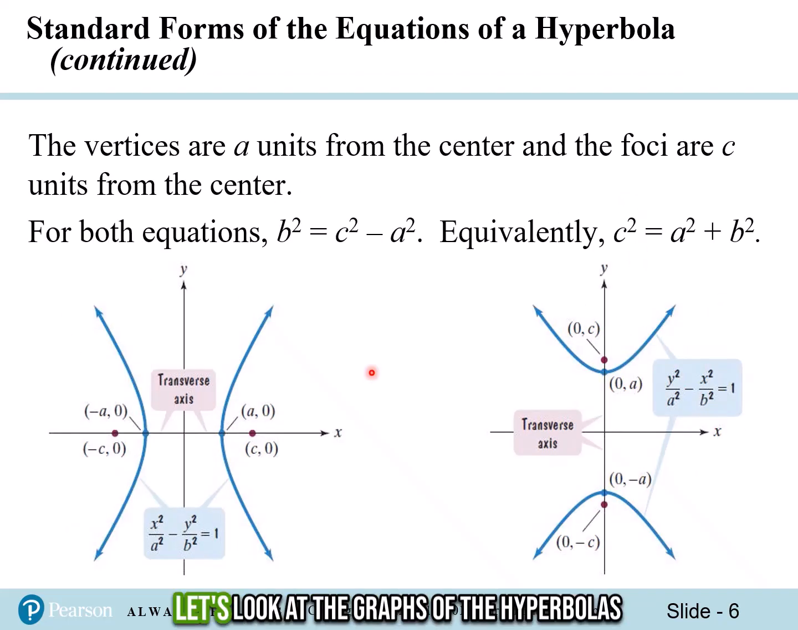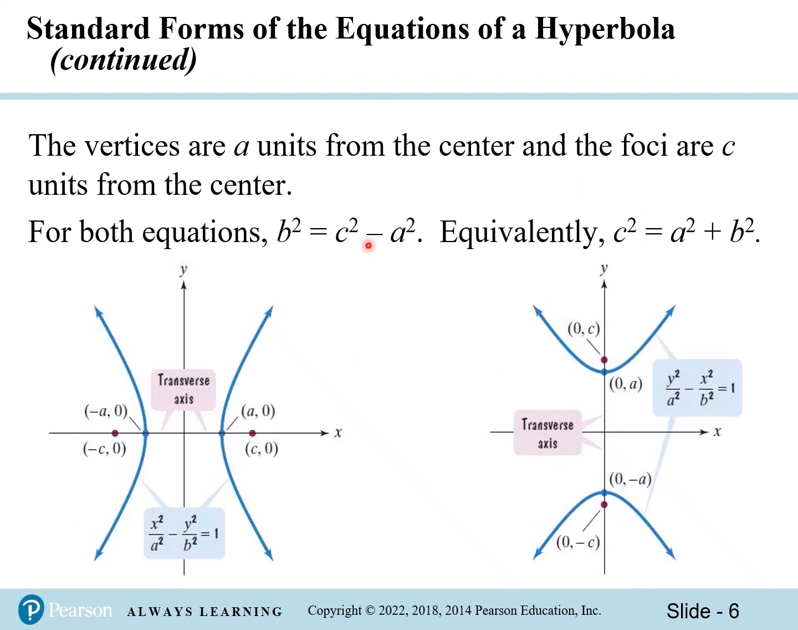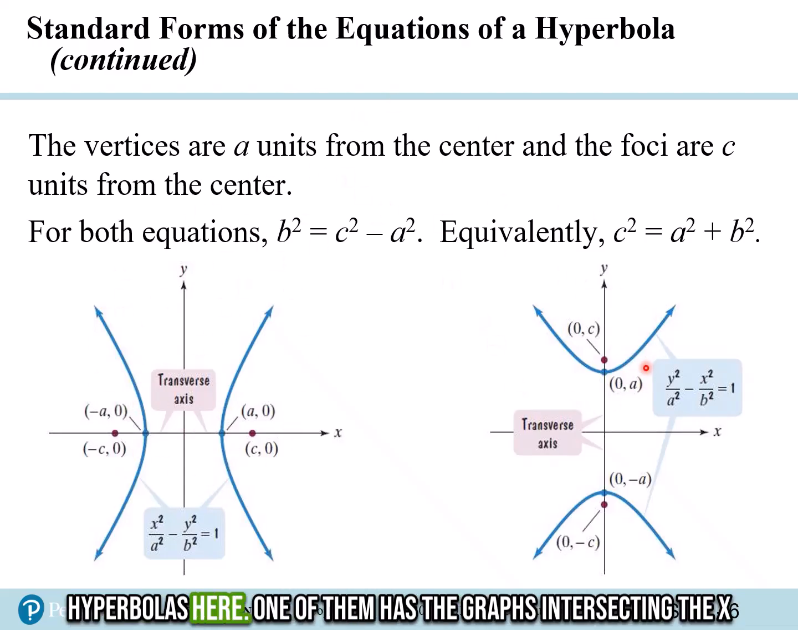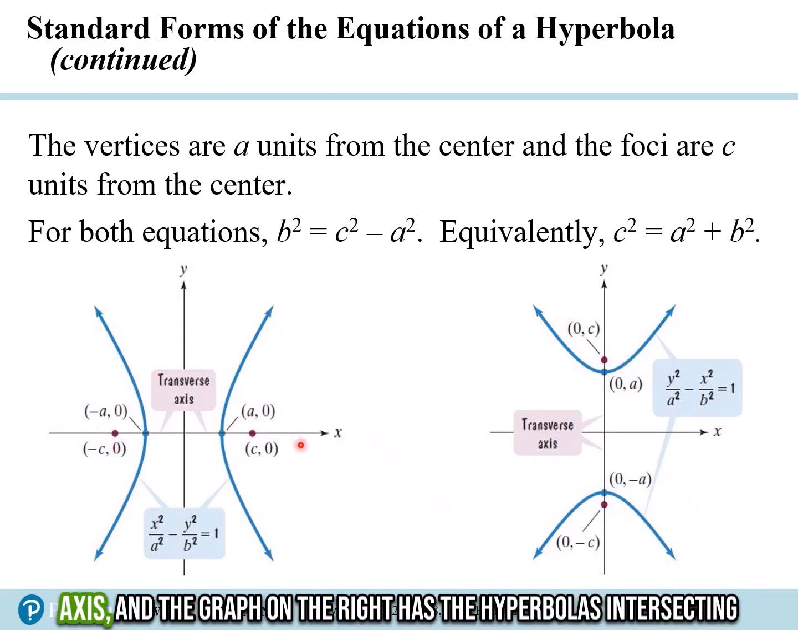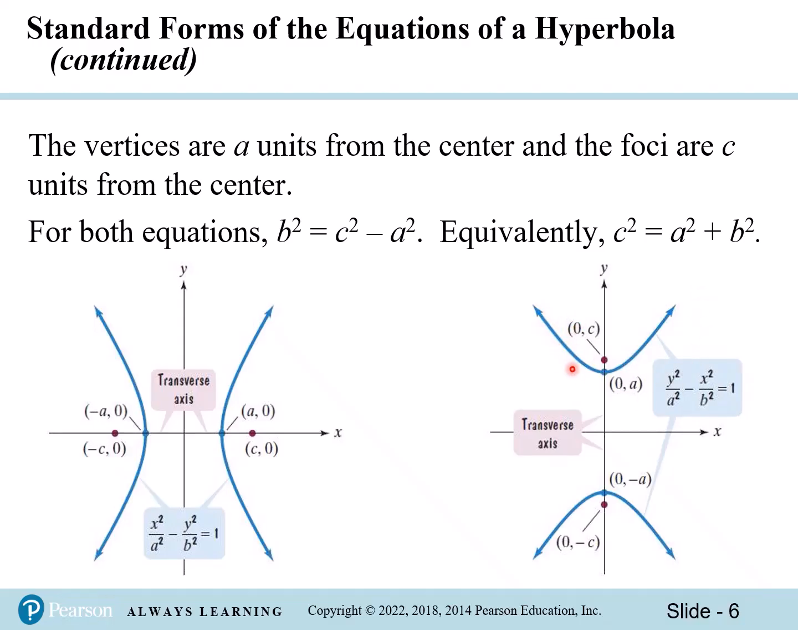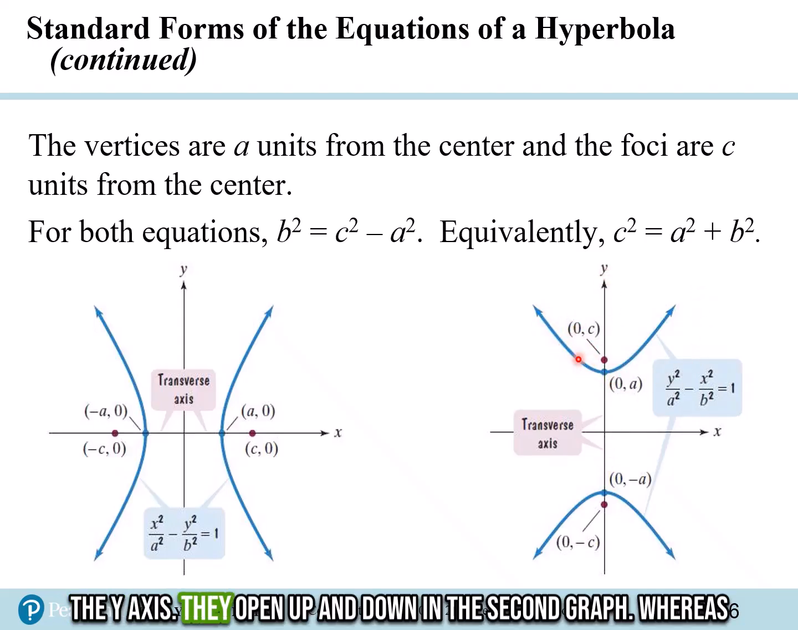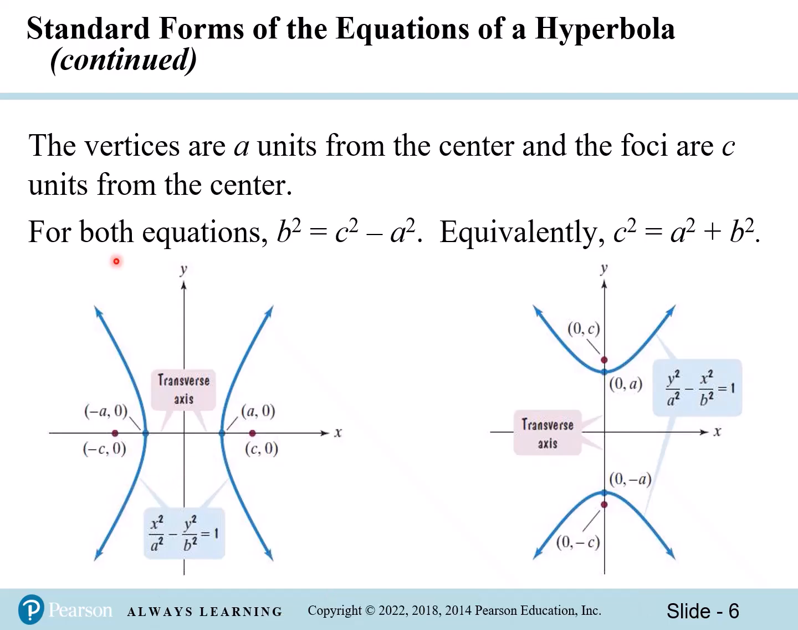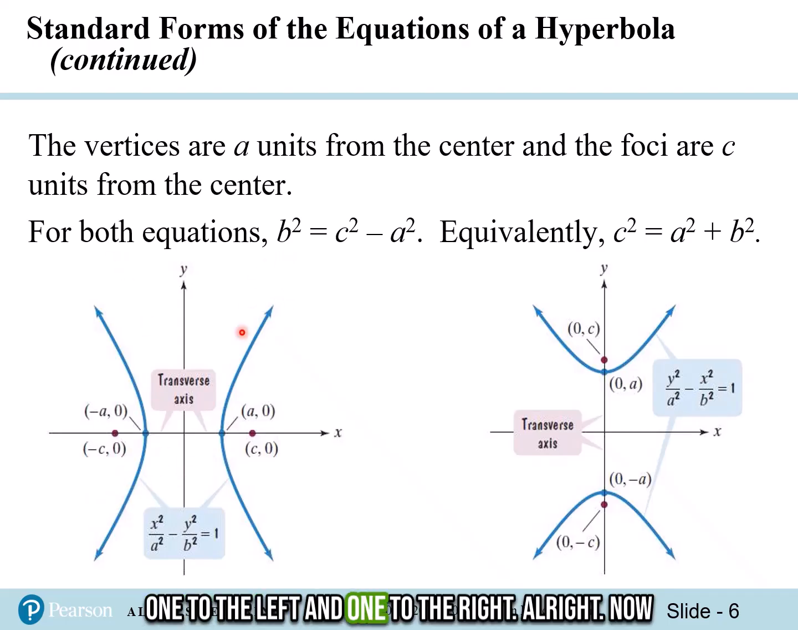All right? Let's look at the graphs of the hyperbolas in a little more detail. We see the two different positions of the hyperbolas here. One of them has the graphs intersecting the x-axis, and the graph on the right has the hyperbolas intersecting the y-axis. They open up and down in the second graph, whereas in the first graph we see that the hyperbolas open sideways, one to the left and one to the right.